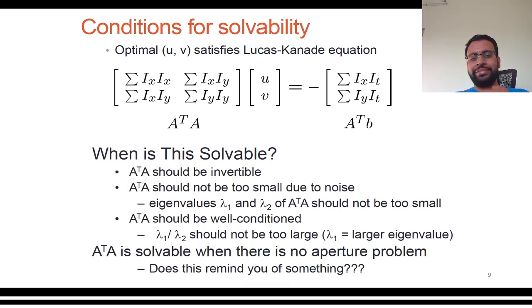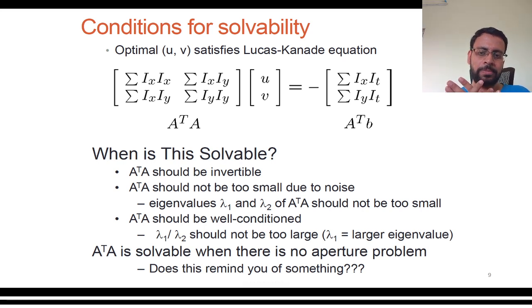In other words, that same question you could pose as whether A transpose A is invertible or not. How do we know that? How could we say whether it is invertible or not? It's a 2 by 2 matrix, so you could tell it in terms of its eigenvalues, right? So when can you say that it's invertible? Both the eigenvalues should be large, right? And then the ratio of those eigenvalues should not be too large, which means they should be more or less of similar magnitude.